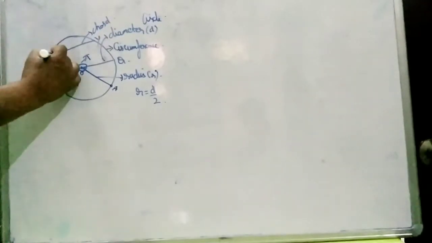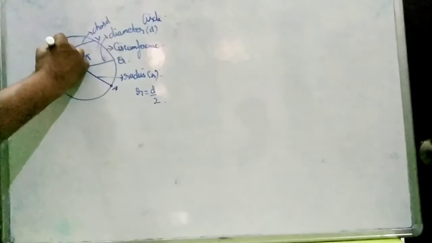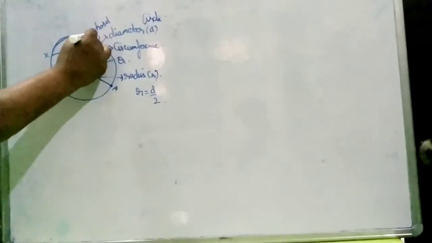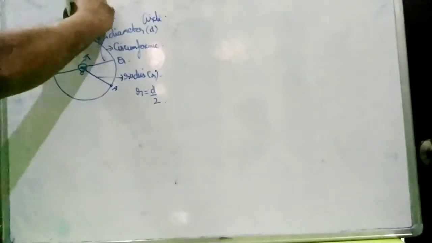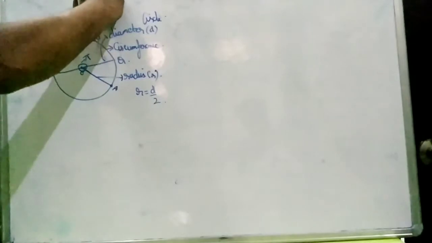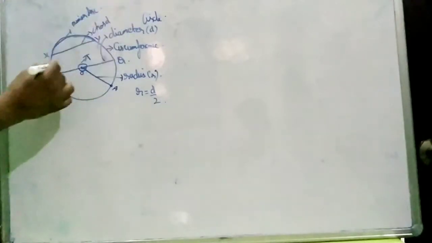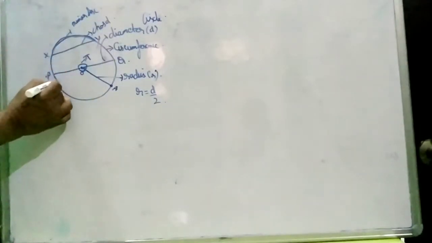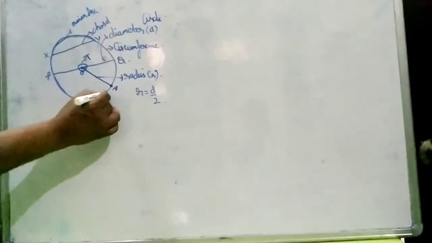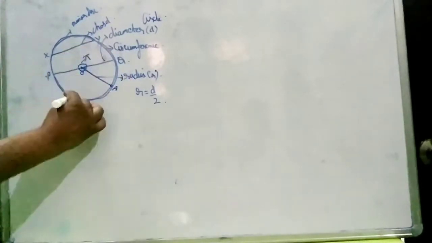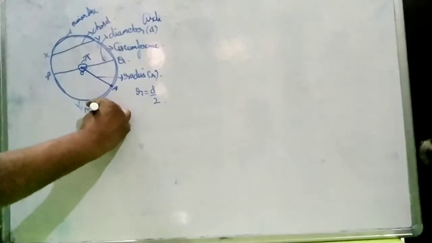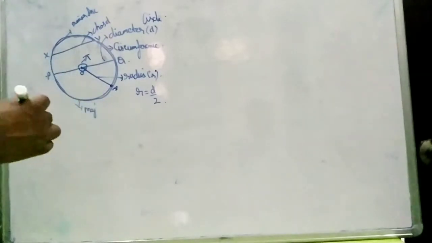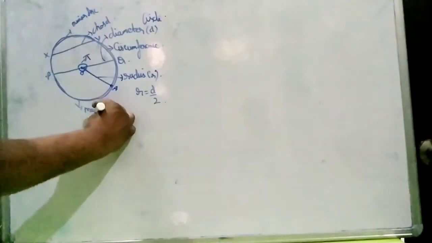Now on a chord, the smaller curved part will represent the minor arc. It is called the minor arc, and the larger circumference part represented by the chord is called the major arc.